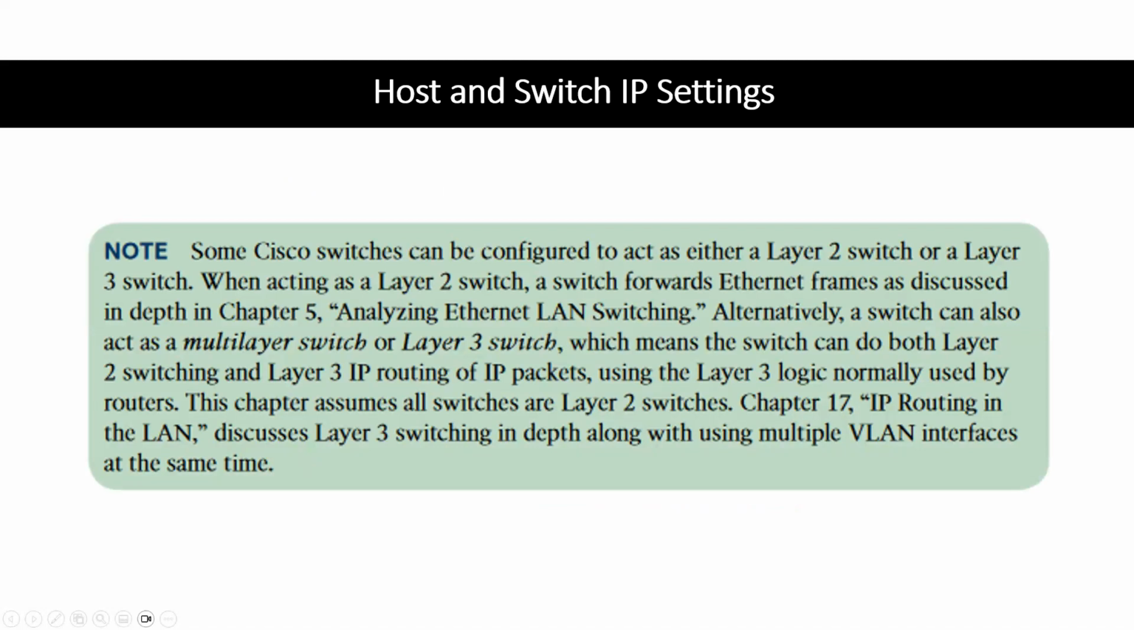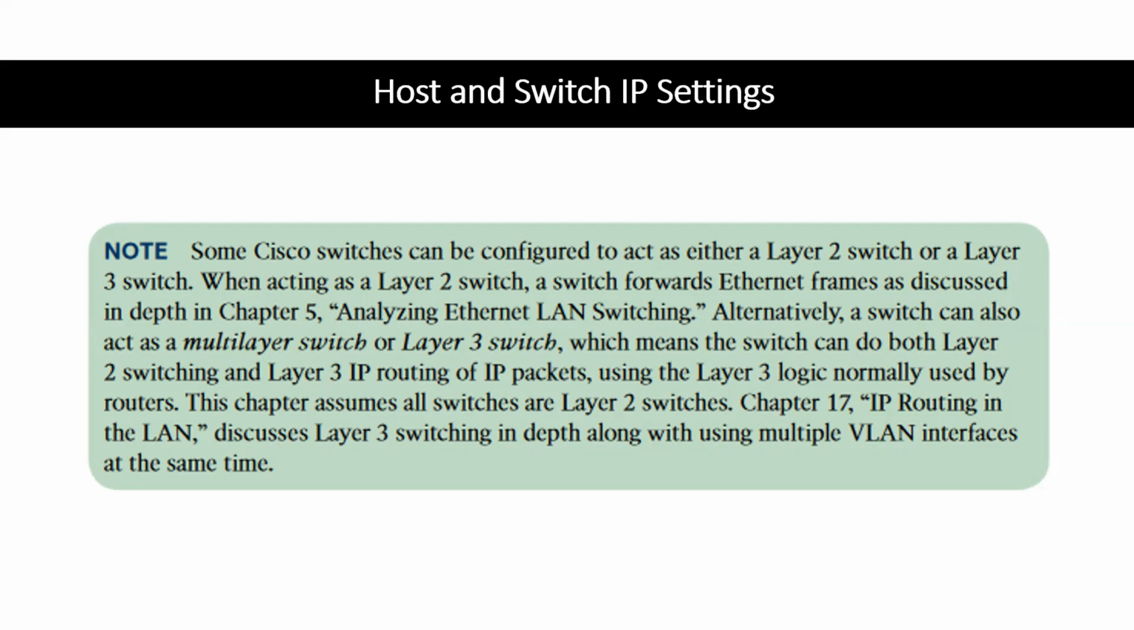I don't like reading line by line, but I wanted to get you this note so we can make a quick note about this and make sure you understand. I'm going to read it line by line. Some Cisco switches can be configured to act as either a layer 2 switch or a layer 3 switch. When acting as a layer 2 switch, a switch forwards Ethernet frames, as I shared with you before, taking care of their first two major functions out of three. Alternatively, a switch can act as a multilayer switch, which is my favorite term, doing layer 2 and layer 3 functions versus only layer 3. It can do that as well.